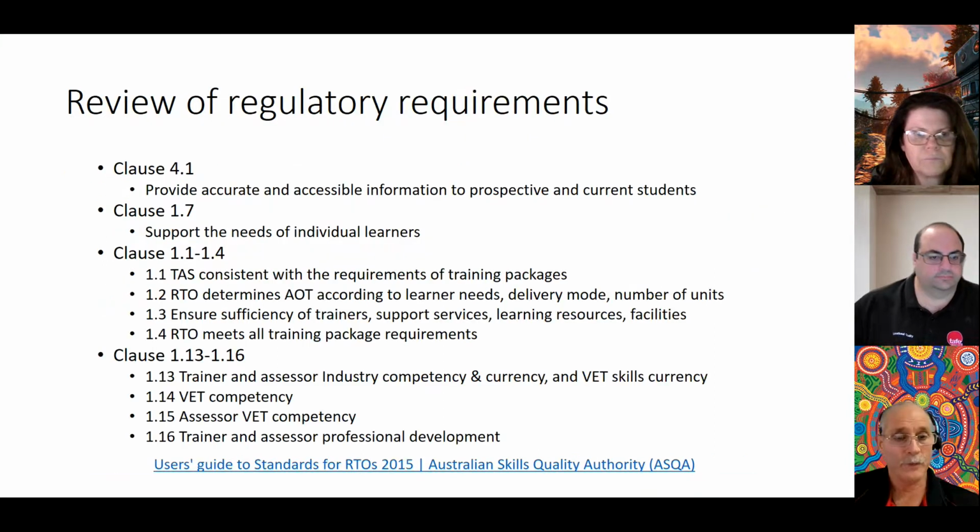So in review, what we talked about was a series of clauses from the SRTO standards. We talked about clause 4.1, the RTO has to provide accurate and accessible information to prospective and current students. We talked about clause 1.7, the RTO must support the needs of individual learners. And clauses 1.1 to 1.4, the training and assessment strategy, which includes the amount of training, the sufficiency of trainers, and all training package requirements.